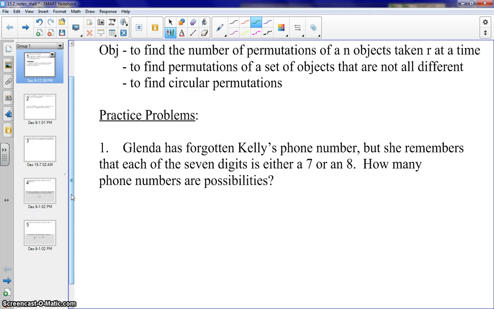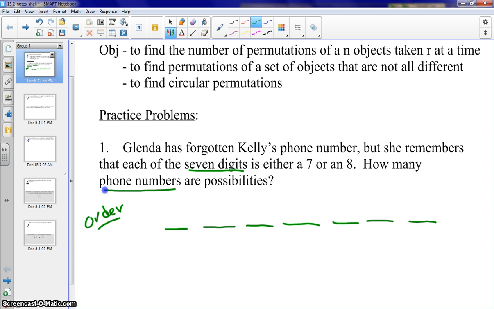Galinda has forgotten Kelly's phone number, but she remembers that each of the 7 digits is either a 7 or an 8. How many phone numbers are possible? So again, phone numbers, the order does matter, so we're thinking about a permutation here. The other idea that you can do is that you definitely know there's 7 digits. So we know we have 7 spots here.